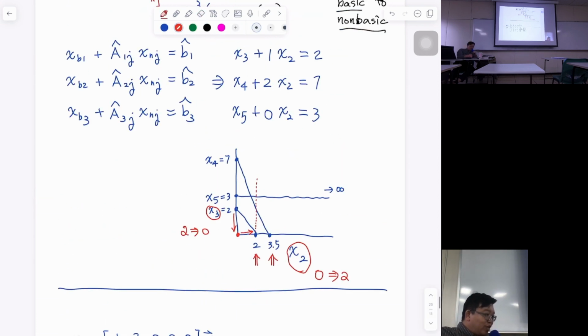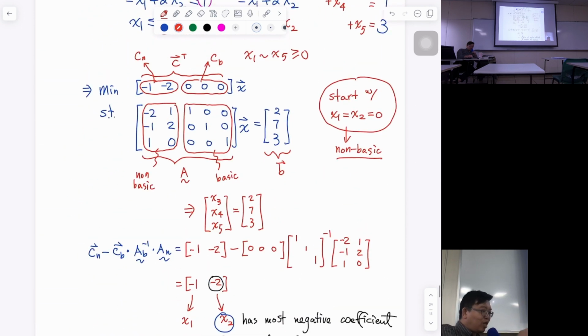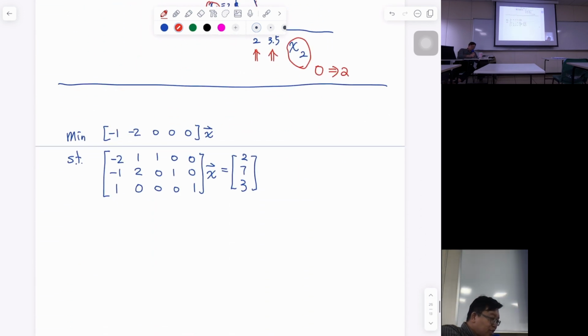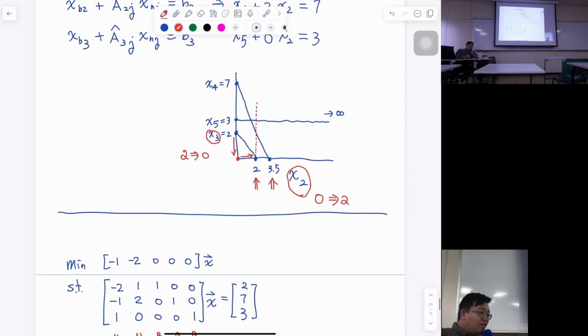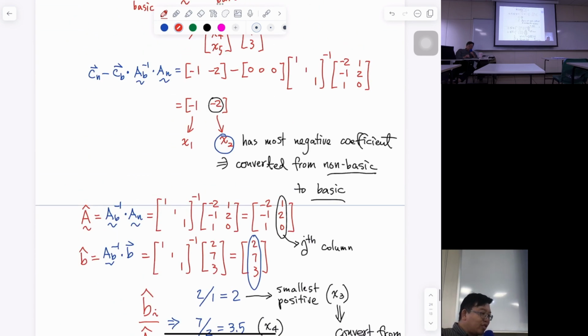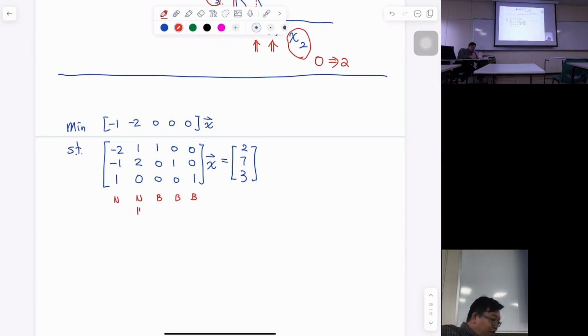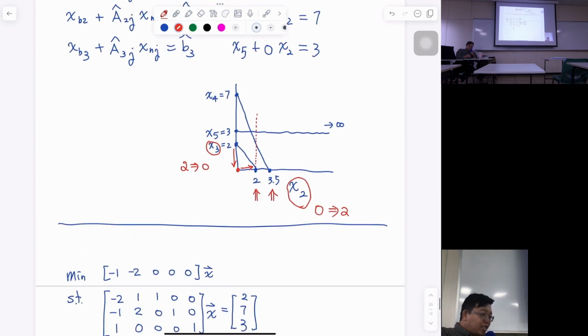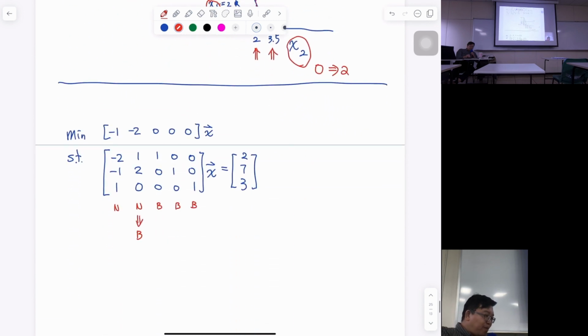So from now on, I'm gonna do this. Originally, from x1 to x5, it was non-basic, non-basic, basic, basic, basic, right? It was like that. Now, x2 was converted to basic. So this one become basic. And x3 become non-basic. It was like that.